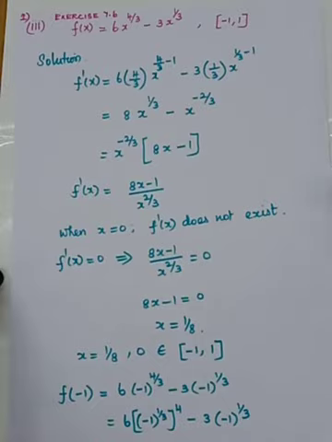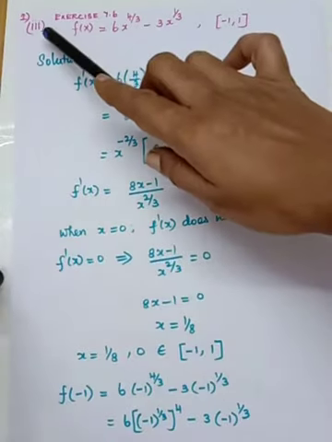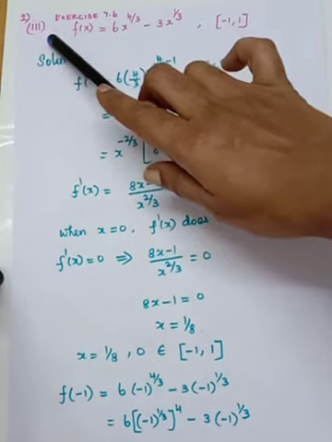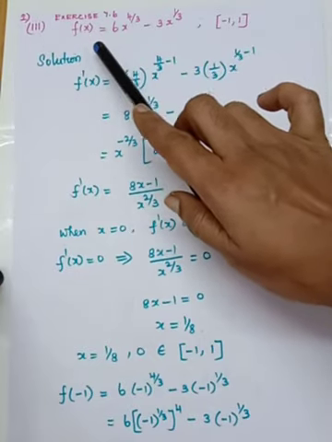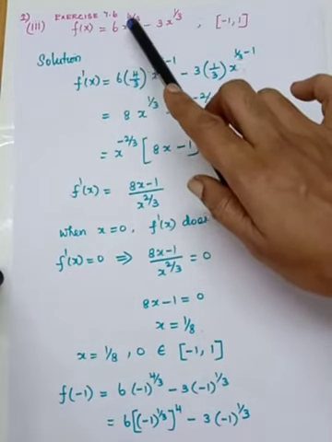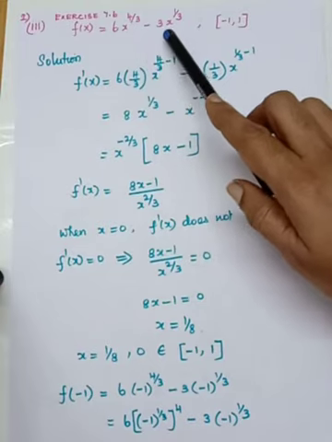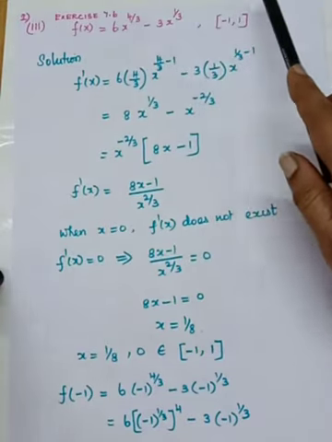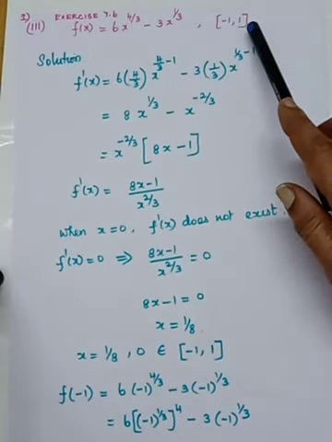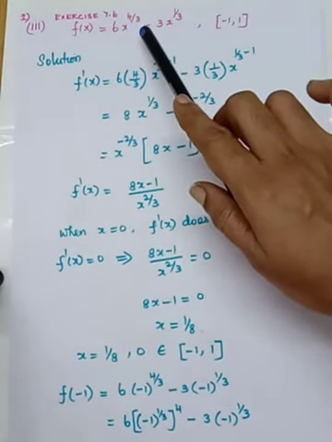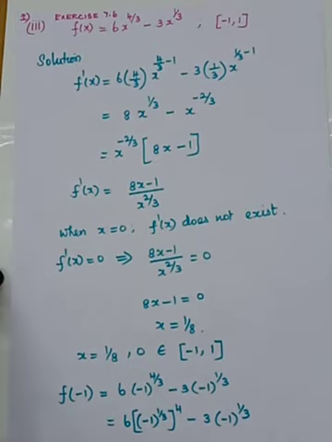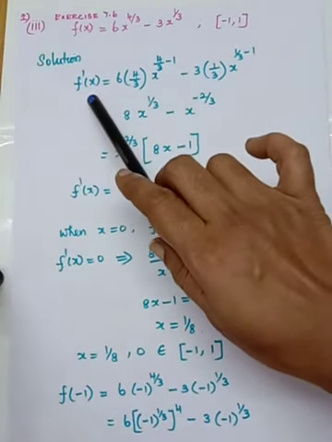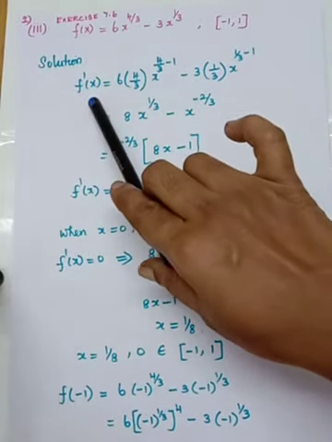Okay, you come to exercise 7.6, first problem, third subdivision. F of x is equal to 6x power 4 by 3 minus 3x power 1 by 3. The given interval is the closed interval minus 1 to 1. First step, we are going to find the critical number. For that, you are going to find f dash of x.